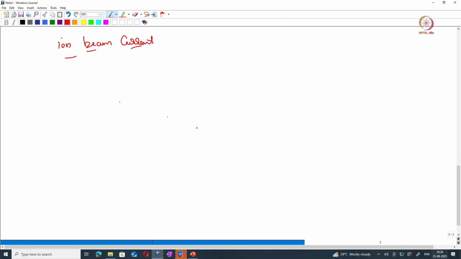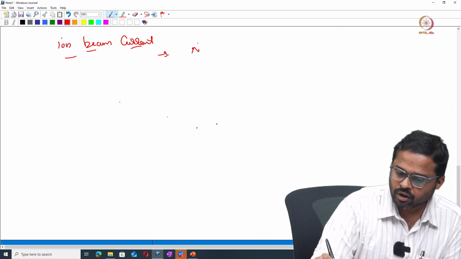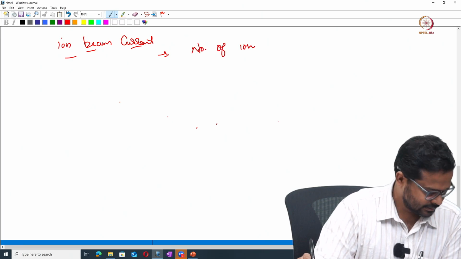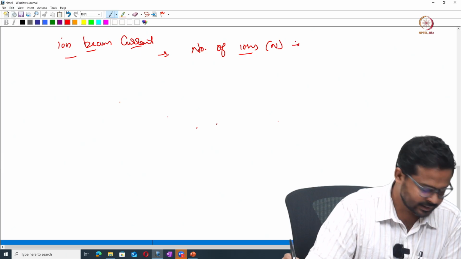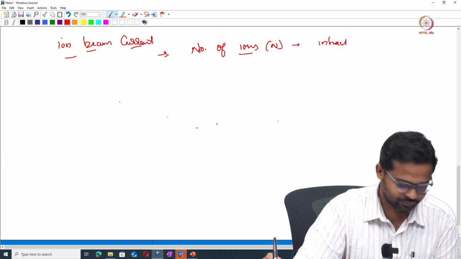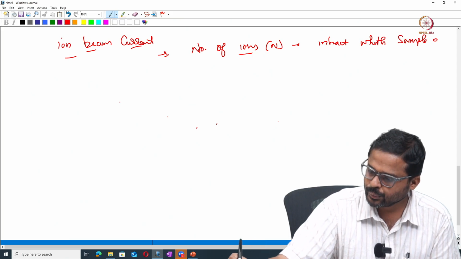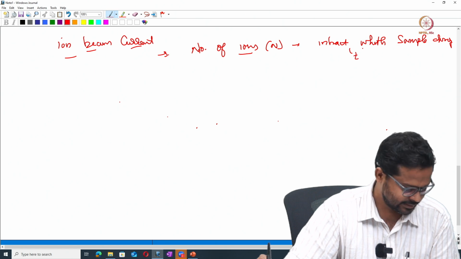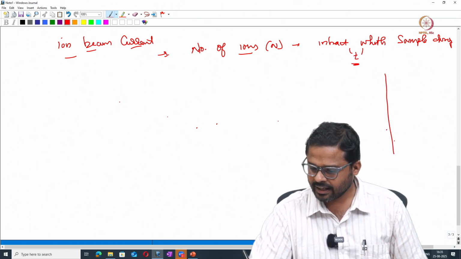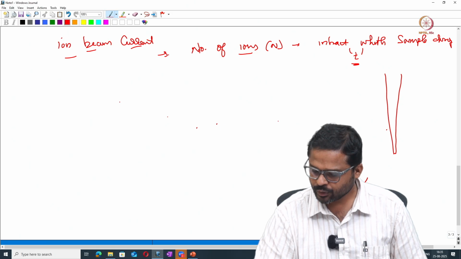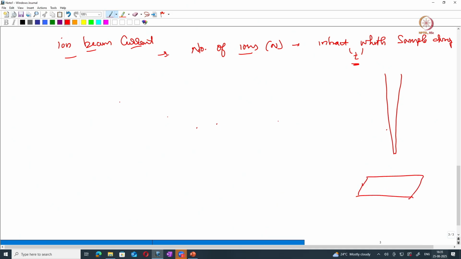Ion beam current is nothing but the number of ions that can interact with the sample during a time t. Okay, so you have an ion beam, correct? You have a sample, fine. So the ion beam current is nothing but the number of ions that are interacting with the sample during the time t. This can be given as n equals I times t divided by c.